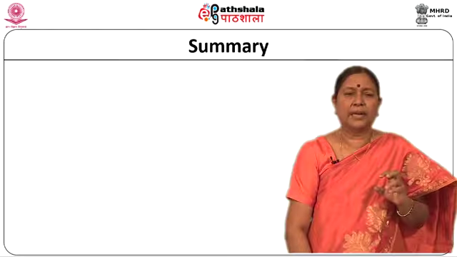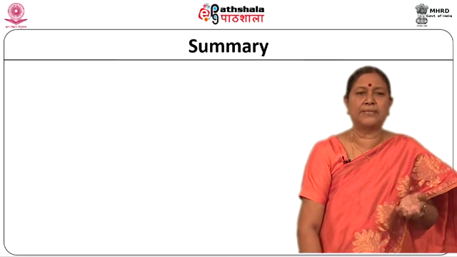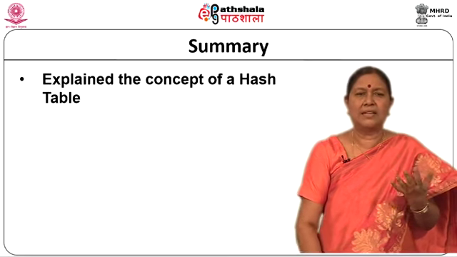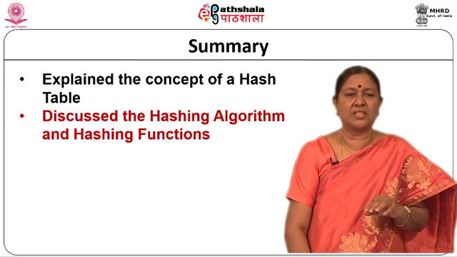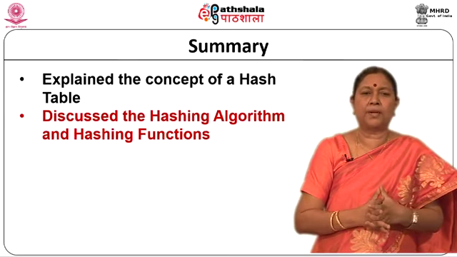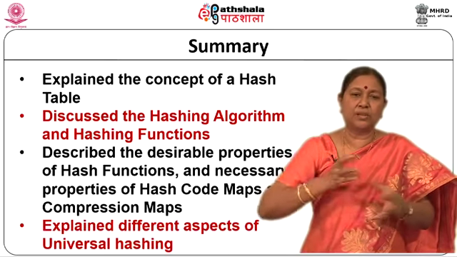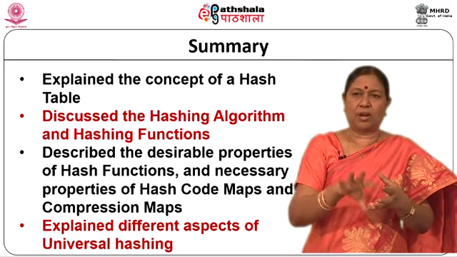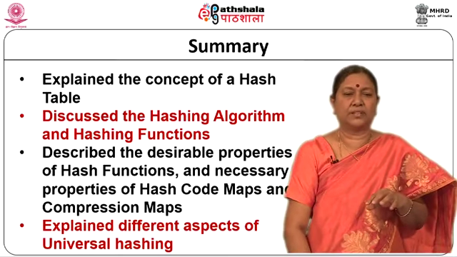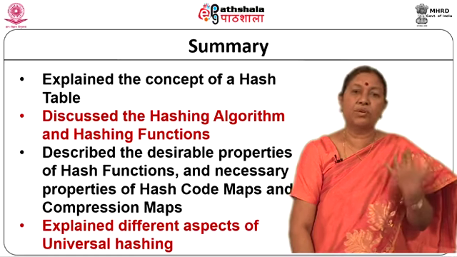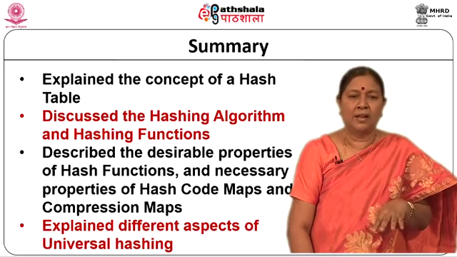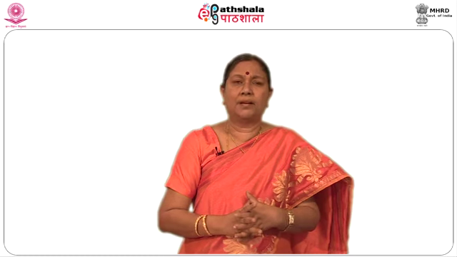So, that is the idea, and the summary of this particular module is: we explained the concept of a hash table and discussed the hashing algorithm and the hashing functions, and we spoke about the desirable properties of hash functions and the necessary properties of hash code maps and compression maps, which are the two functions that constitute the overall hash function, and explained the different aspects of universal hashing and the importance of hashing. In the next module, we will be talking about collision resolution. So, this is the module where we spoke about the hashing and the hashing functions.